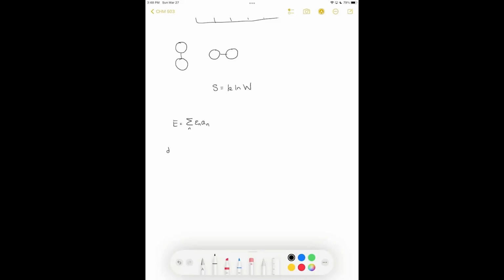So we can say that dE, the change in energy, is equal to the sum over n of epsilon n dAn. And then using the product rule, we also have to add in the sum of An d epsilon n. So this second term here, An d epsilon n, this is the occupation numbers times the change in the energy levels. For our canonical ensemble, the volume doesn't change.